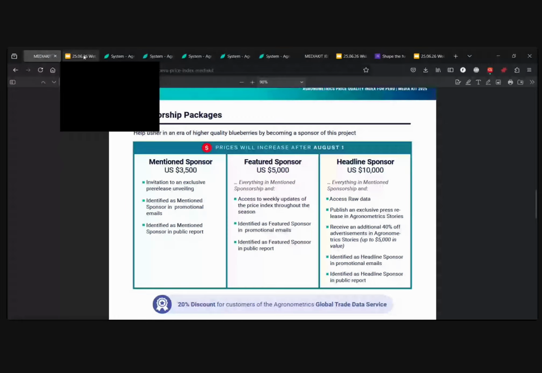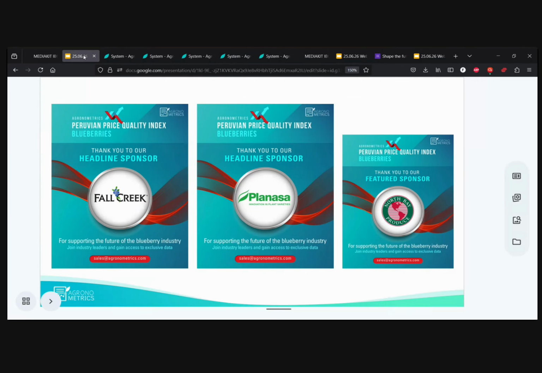So far, we have three companies on board with us. Fall Creek and Planesa have signed up to be headline sponsors, and we're excited that North Bay is joining this as a featured sponsor.